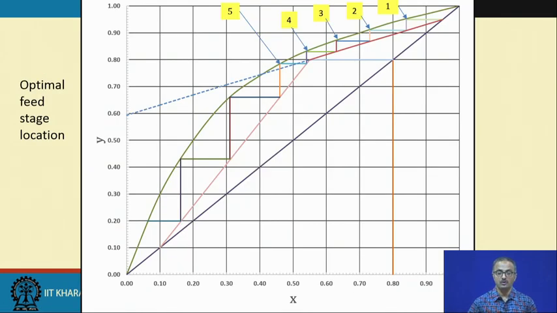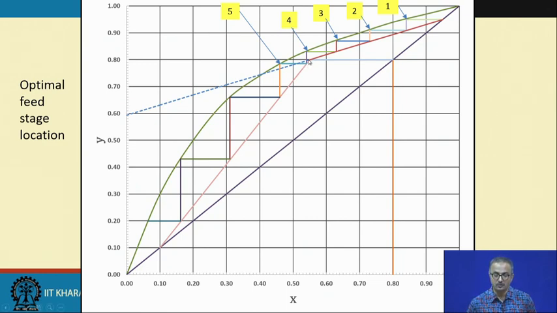Now we go to the optimal feed location. What we see is that whenever we are constructing these staircases and crossing the feed point, we are also changing the operating line. First, up to the feed point, we were using the operating line in the rectifying section, and once we have crossed the feed point we are using the operating line for the stripping section, and this is done to keep the number of ideal stages minimum.